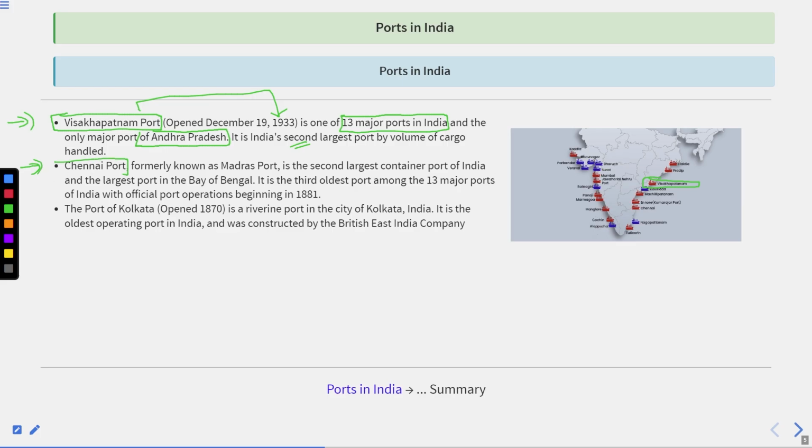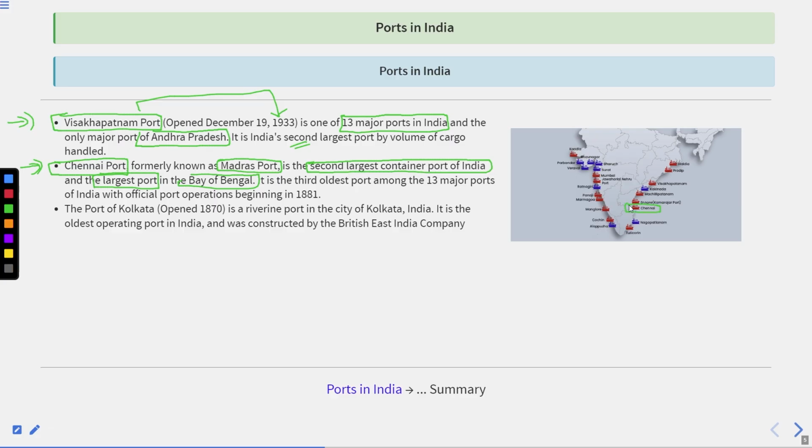Then we have the Chennai port. Chennai port, also known as the Madras port, is the second largest container port of India, and one of the largest ports in the Bay of Bengal. Okay, here you can see the Chennai port.